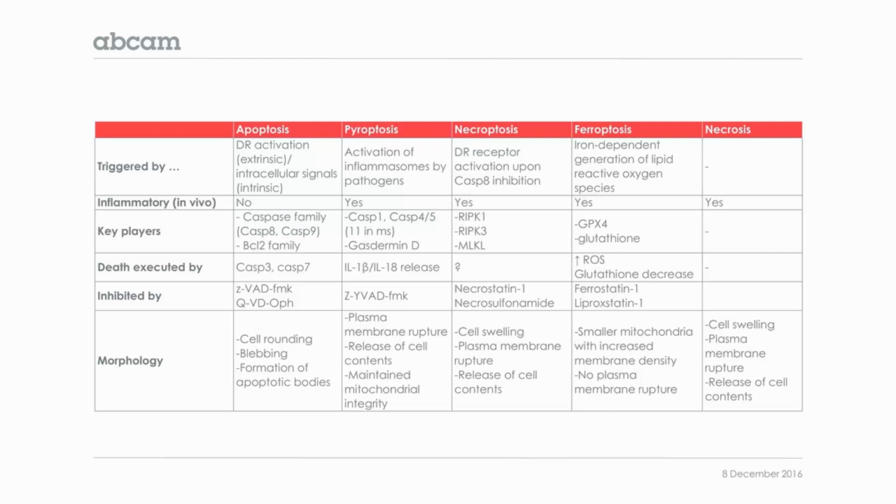Apoptotic cells show a quite different morphology from the other cell types, such as cell rounding, plasma membrane blebbing, and formation of apoptotic bodies. Pyroptosis and necroptosis share some morphological features, such as the rupture of the plasma membrane and release of cell content. Pyroptotic cells have a very distinct morphology, such as smaller mitochondria, which is a feature that is not seen in any other cell type.